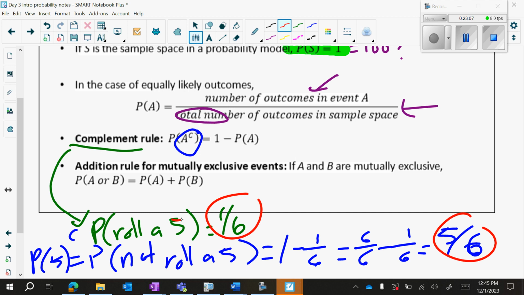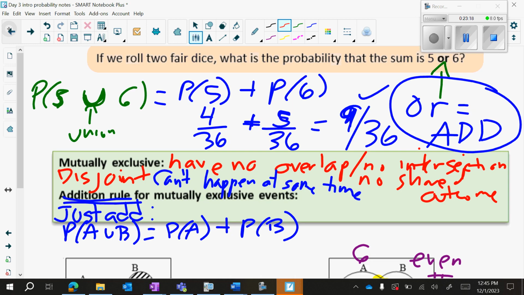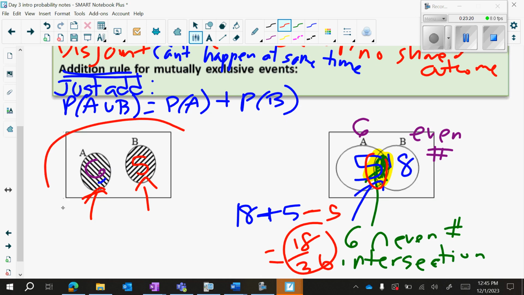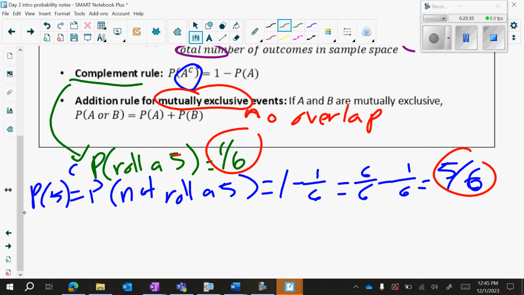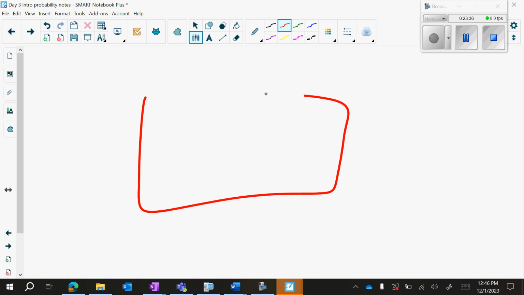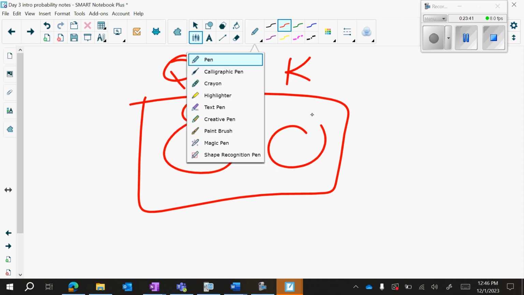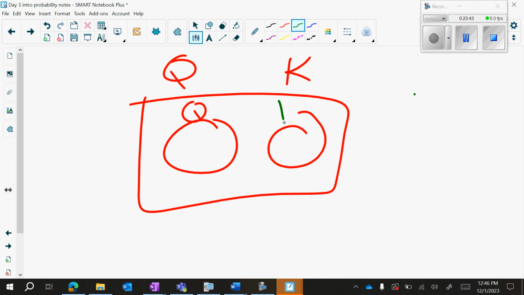And lastly, the addition rule: if the events are mutually exclusive, meaning no overlap, we are allowed to just straight add them. So going back to that picture, I want you to visualize the picture of the 2 circles that don't intersect. Those are mutually exclusive, and you're just allowed to add, okay? So one last example of that would be if you're doing cards, and you were doing, let's say, queens and kings. If you're a queen, you're not a king. If you're a king, you're not a queen. So you're either a king or a queen.